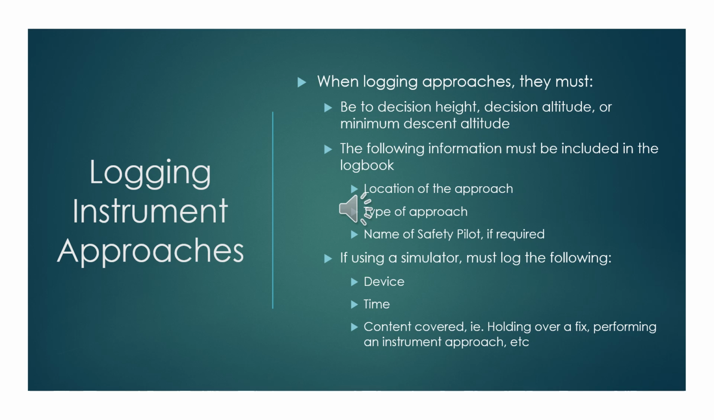So when we're logging our approaches, they have to be to decision height, decision altitude, or minimum descent altitude. And the following information has to be included in the logbook. Location of the approach. Where did you do it? What airport? Did you do it at Atlanta? Did you do it at a private airstrip that just happens to have an instrument approach? Did you do it at LAX? Did you do it at KUWL, Newcastle, Indiana?